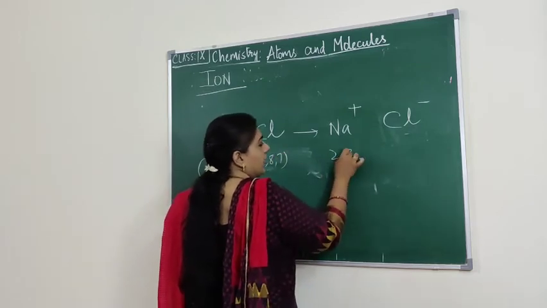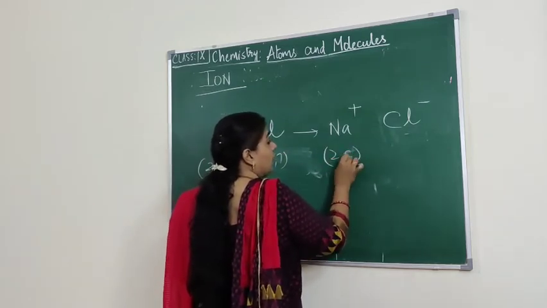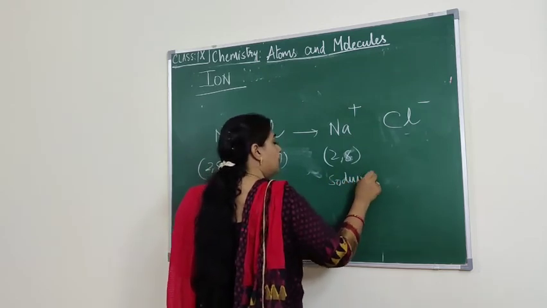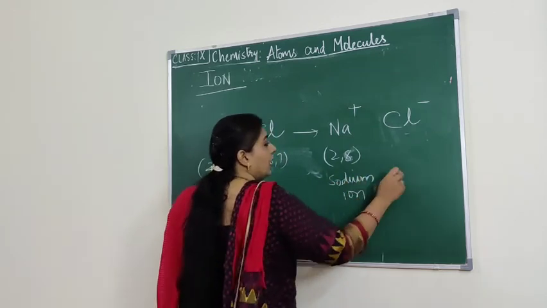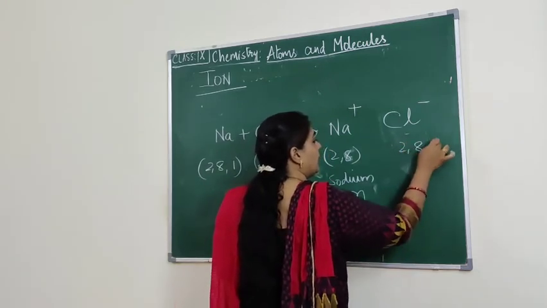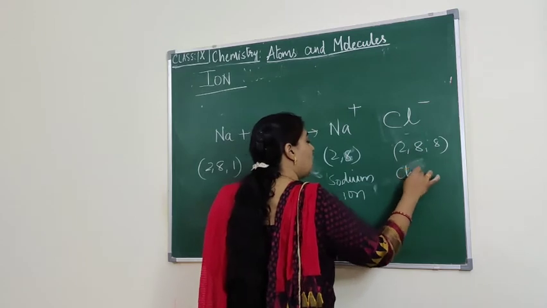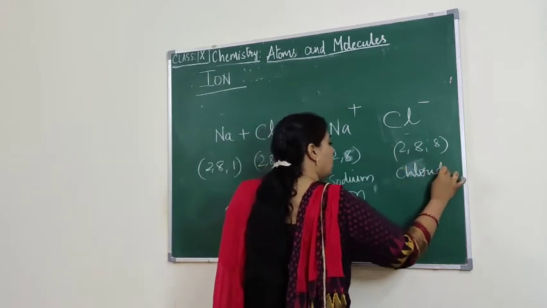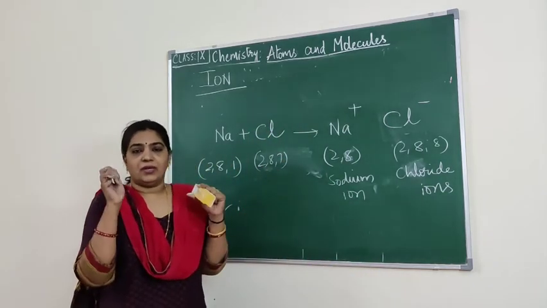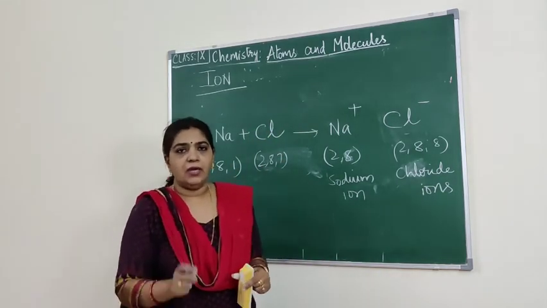Now it is Na+, so it will be 2, 8. Sodium ion now, because a plus charge is there, so it is a sodium ion. And chlorine now has 2, 8, 8, so it is a chloride ion. Okay, now we understood what is cation and what is anion.